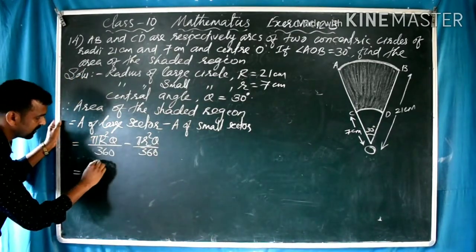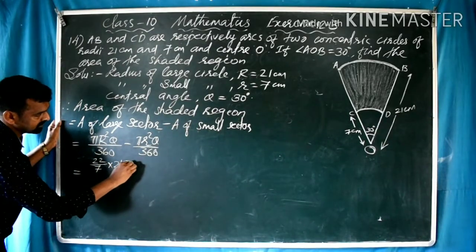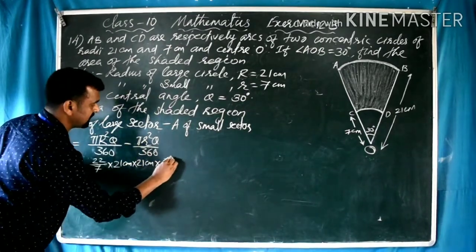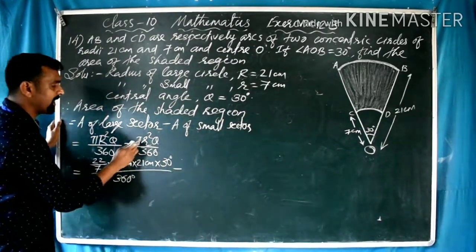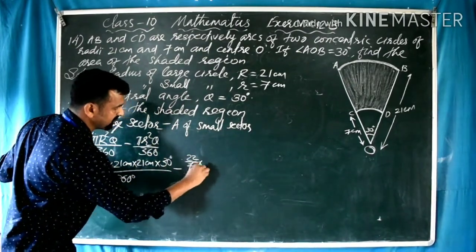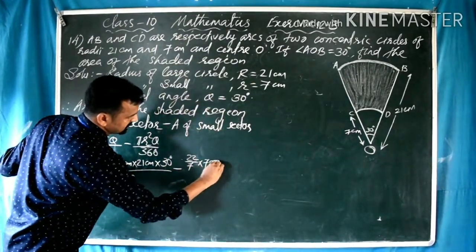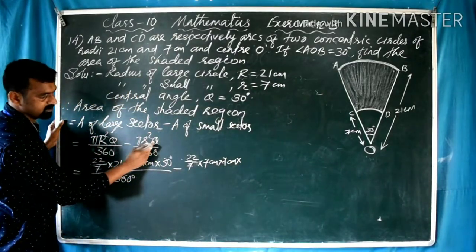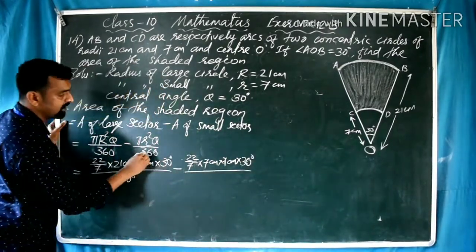Pi is equal to 22 divided by 7, into capital R, 21 centimeter, into 21 centimeter, into central angle theta 30 degree divided by 360 degree, minus pi r square theta divided by 360, pi 22 by 7 into small r, that is the radius of the small circle, 7 centimeter into 7 centimeter, into central angle theta, 30 degree, divided by 360 degree.